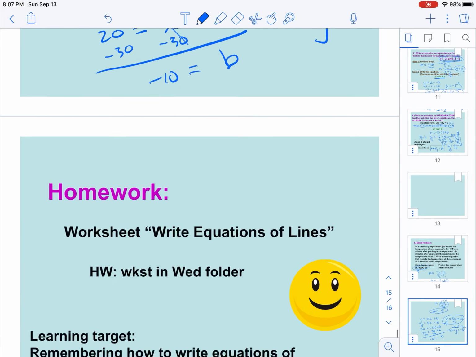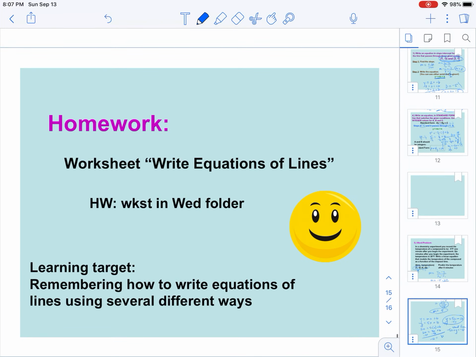Great. Thank you for listening. You're going to be working on this on your own on a worksheet. It's called Write Equations of Lines. It's in your Wednesday folder. Remember, what we've been talking about is just figuring out how to write different equations of lines using several different ways, and I've modeled that for you. Now it's your chance to practice on your own.